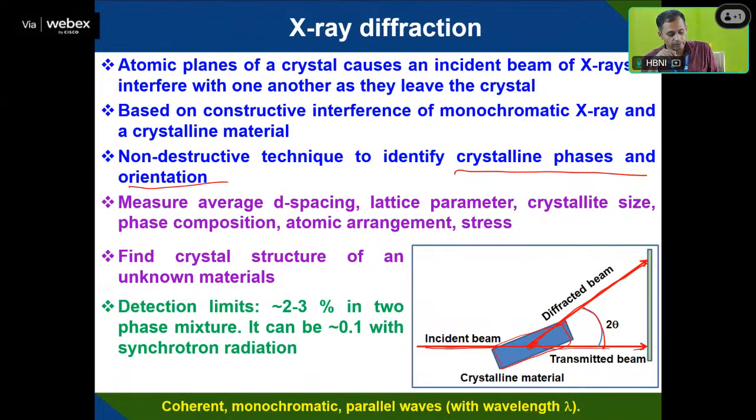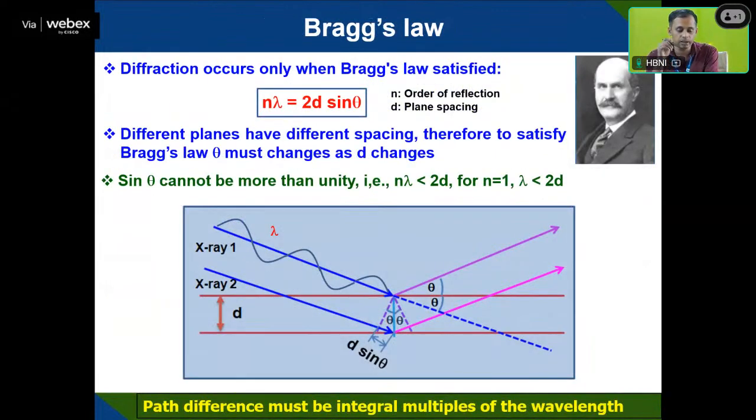This is with conventional XRD, but if you go for synchrotron radiation, it can be resolved up to 0.1%. Mainly within the limit, you will be able to get the crystalline planes and see whether the phase is formed. Especially, the X-ray beam that we are using should be coherent, monochromatic, and parallel, with wavelength lambda. Whether diffraction will occur or not depends upon the very well-known Bragg's law.